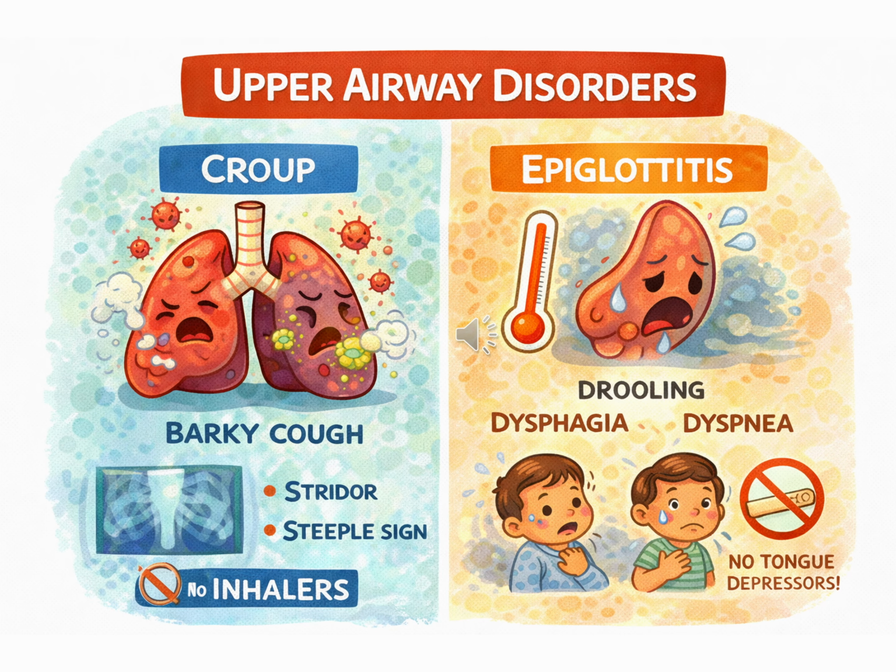Croup is usually viral and common in children. Swelling of the upper airway produces a barking cough and inspiratory stridor. It is commonly caused by the parainfluenza virus, while epiglottitis is a true airway emergency.